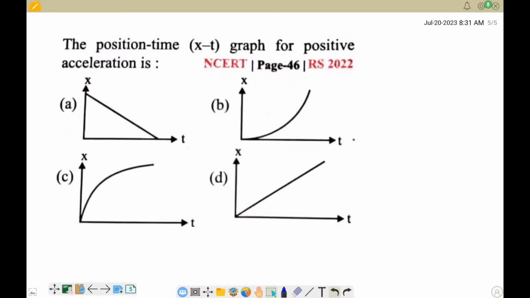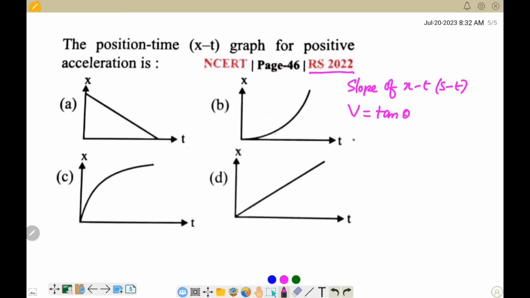The easiest strategy to find the solution of this question, which was asked in 2022. My dear students, if you want to find the slope of an xt graph, that is a position time graph, also called a displacement time graph, you will get the velocity. So velocity is nothing but tan theta.